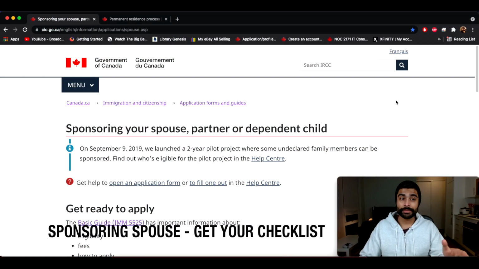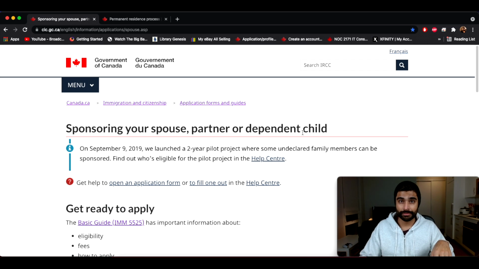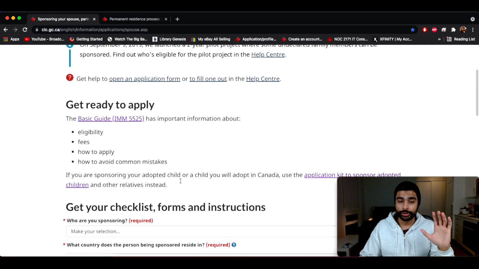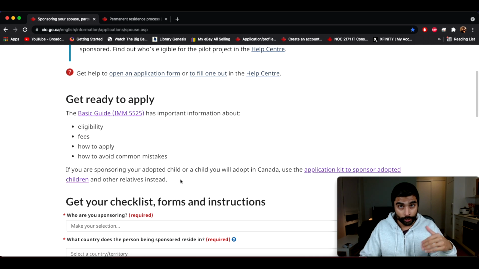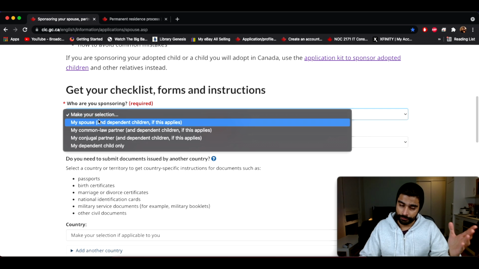Alright, so the first step is to get to this page, sponsoring your spouse, partner or dependent child. I'm going to link it in the description below, so click and follow along. So this is the page where, based on what you enter, you will get a list of forms that you must submit in the sponsorship application. Alright, so if I scroll down, under who are you sponsoring, you'll select obviously my spouse.